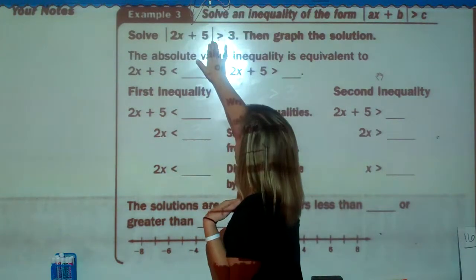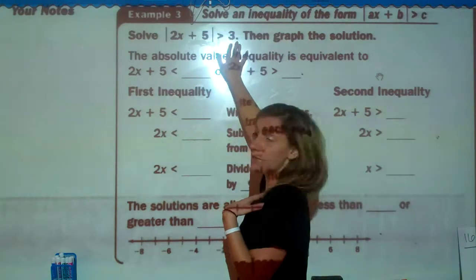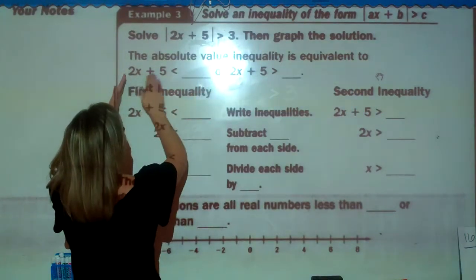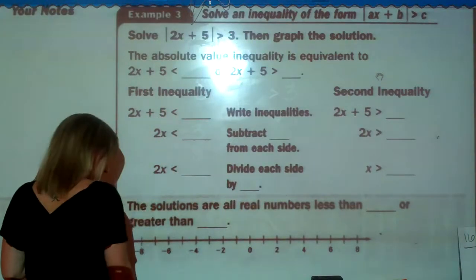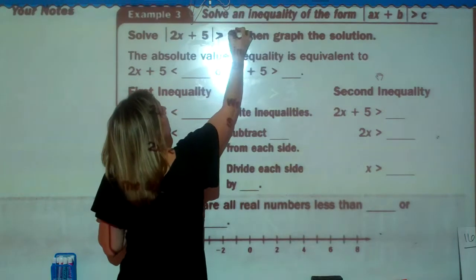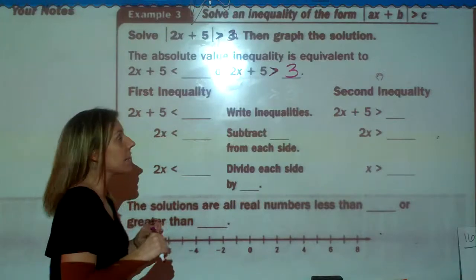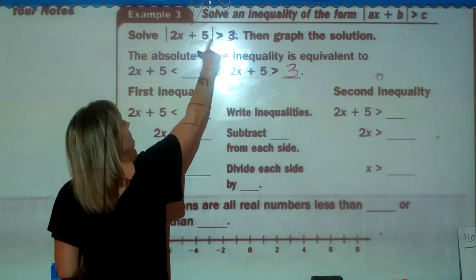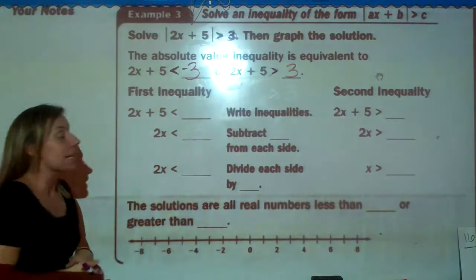So this problem, the absolute value of 2x plus 5 is greater than 3. So greater is or. So that's why it says 2x plus 5 is less than something, or 2x plus 5 is greater than something. Well, when you look carefully, remember, if it's greater than 3, then one version is the exact same, greater than 3. Okay? But then the other setup, remember, is the opposite.